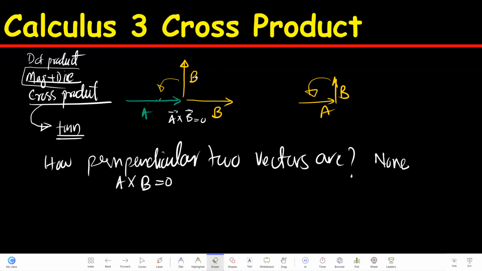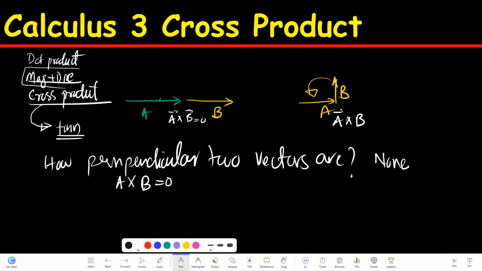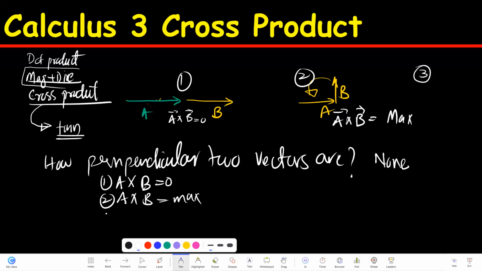I'm going to erase this and move to the next case. Here A cross B is maximum because they maximally rotate each other. So the first case is 0, the second case is maximum, and the third case, which is my goal today, is what we will talk about.